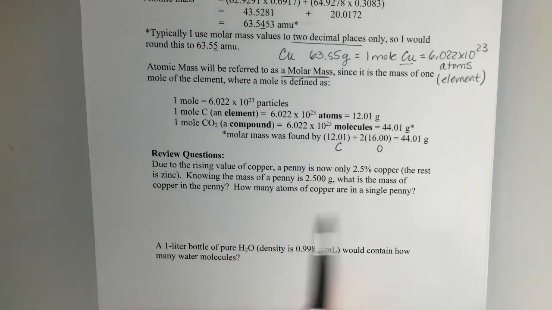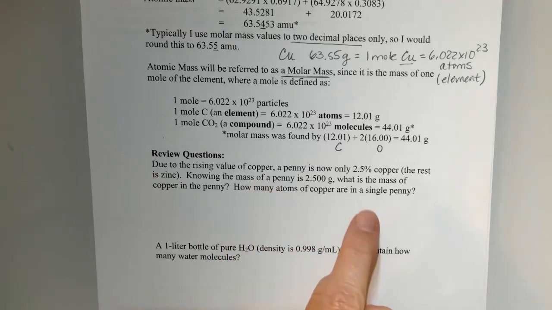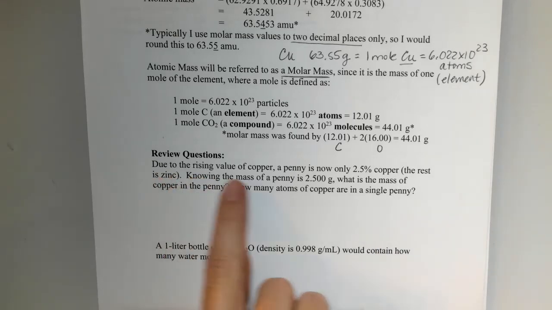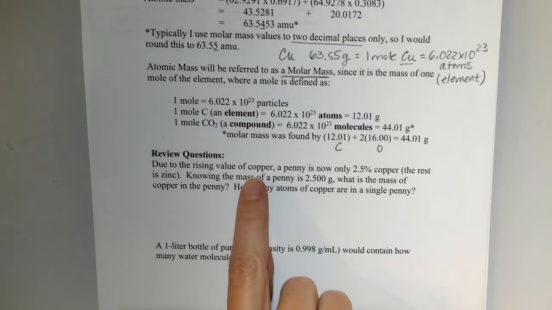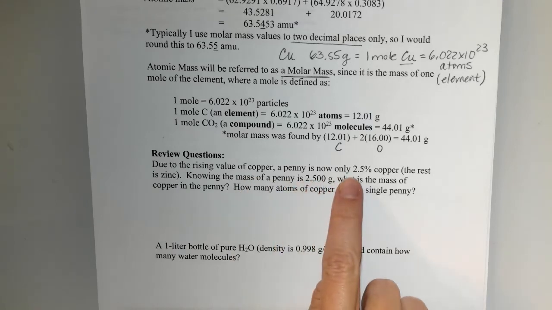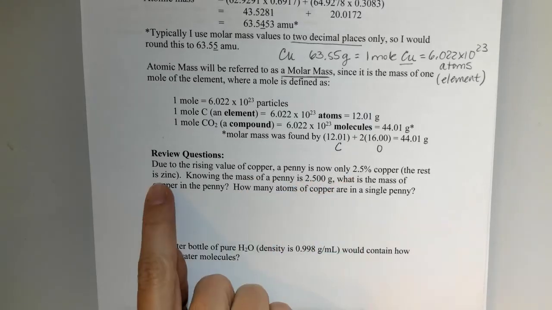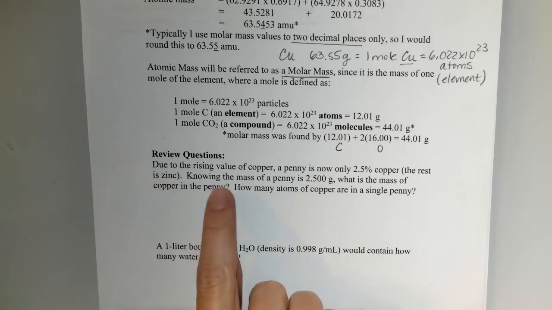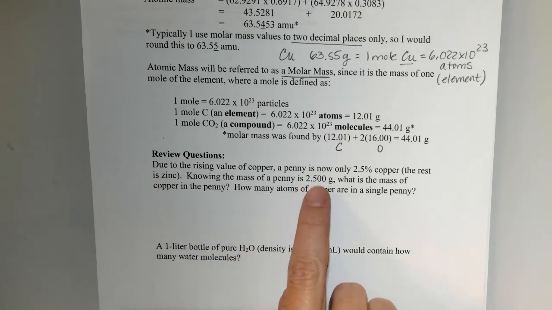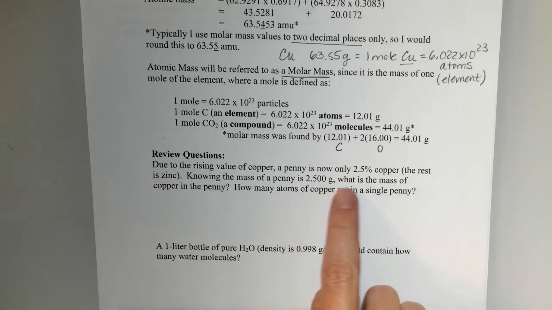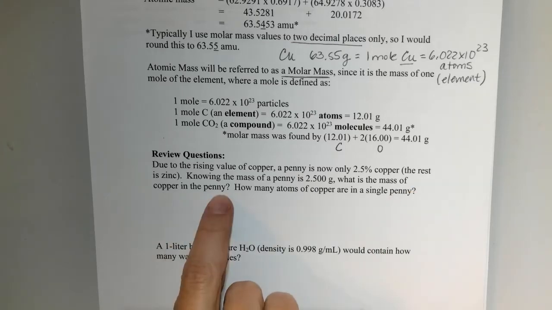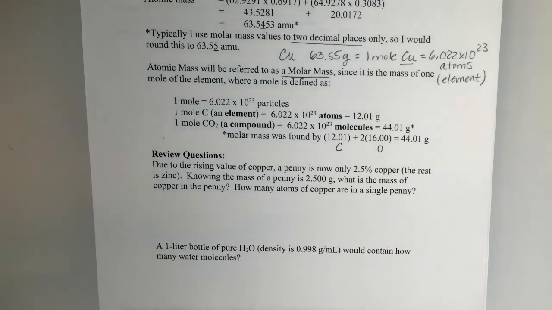So copper pennies actually have a zinc disc inside, and it's just a coating of copper. Due to the rising cost of copper, a penny is now only 2.5% copper. The rest is that zinc disc on the inside. Knowing the mass of a penny is 2.500 grams, what would be the mass of copper in that penny, and how many atoms would be in that penny?